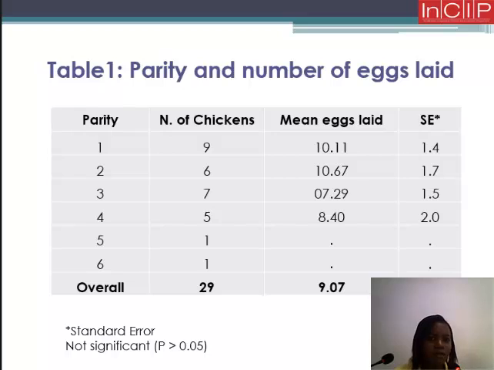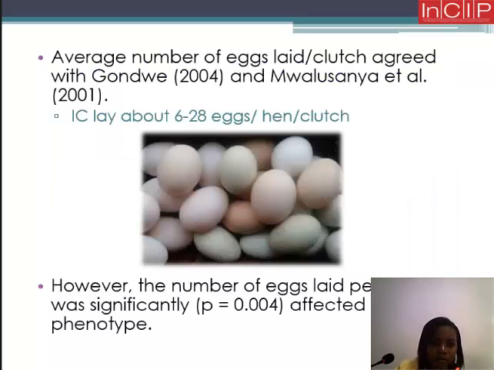So it was observed that parity had no significant effect on the number of eggs laid. As you can see from the table, the summary shows that the mean number of eggs laid was 9. So this is in line with what Dr. Gondwe and Mwalusanya reported, that indigenous chickens lay about 6 to 28 eggs per hen per clutch.